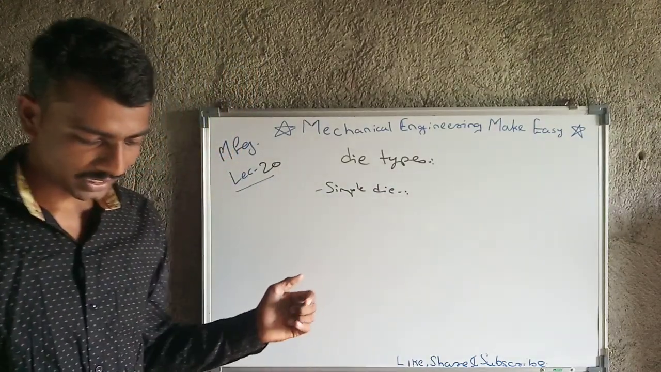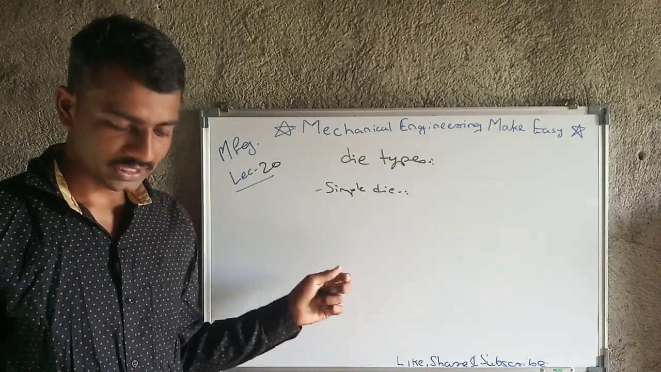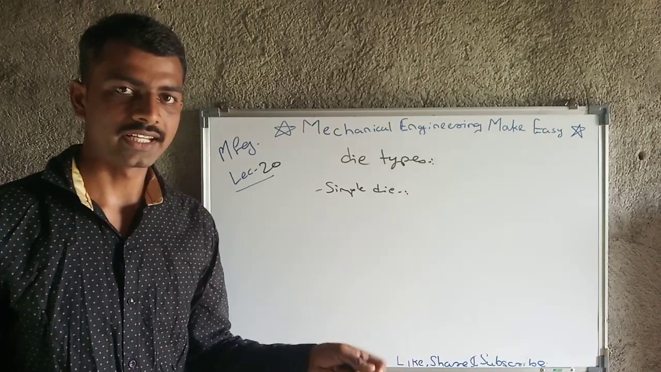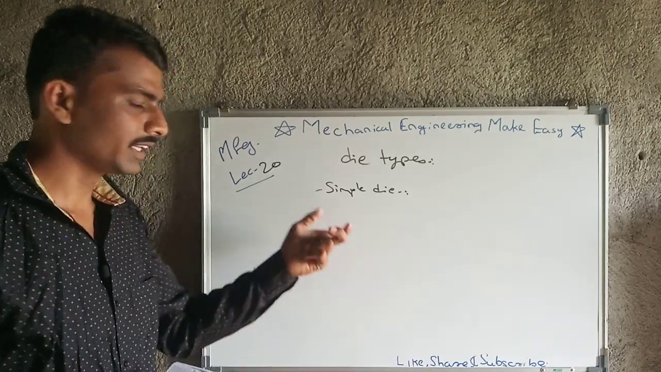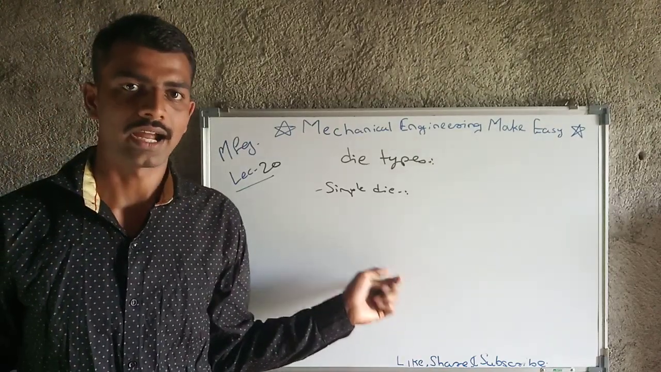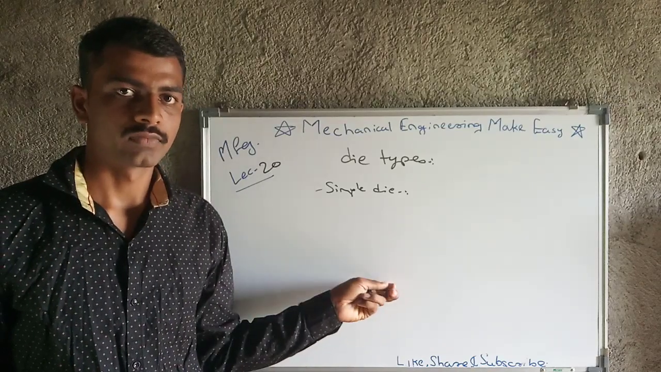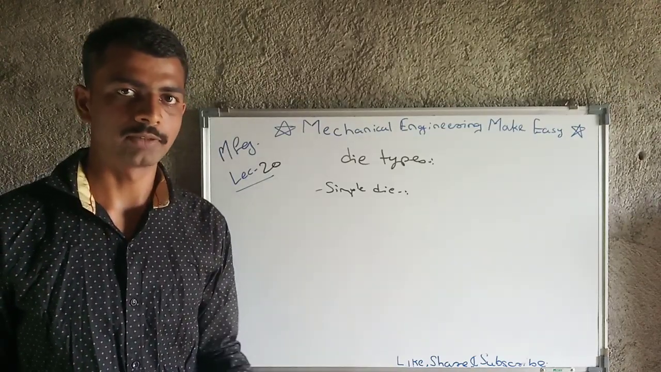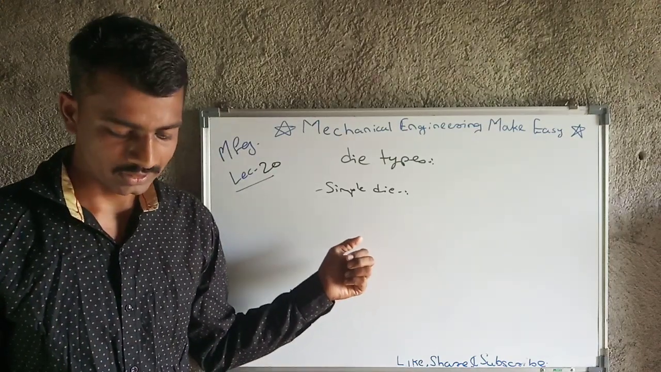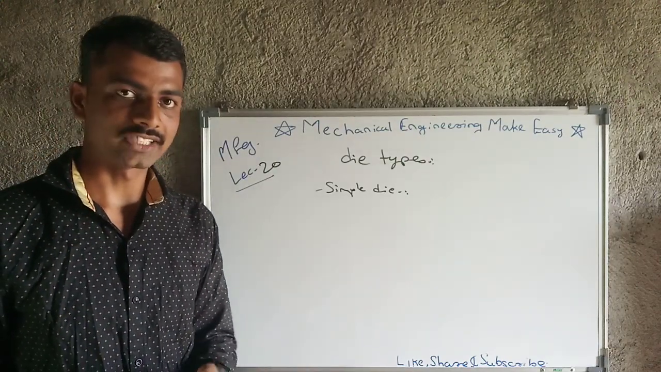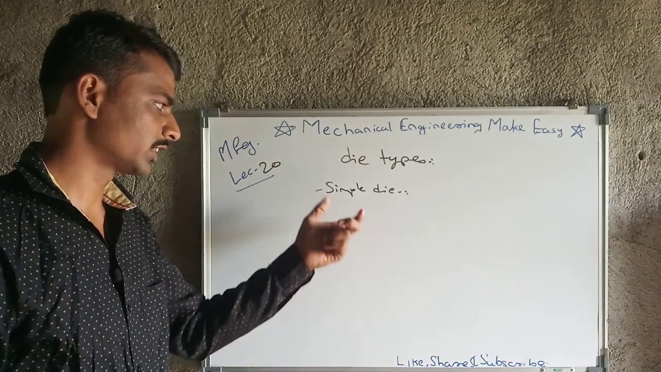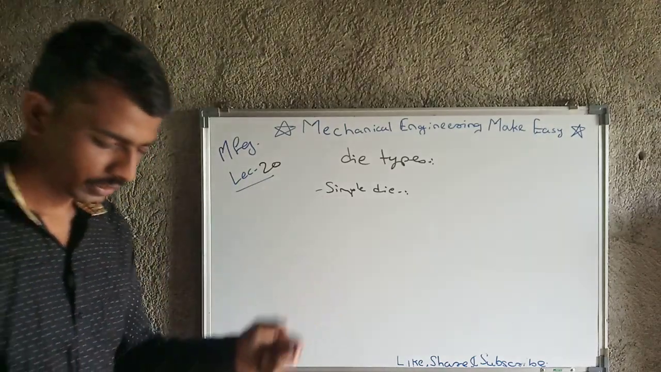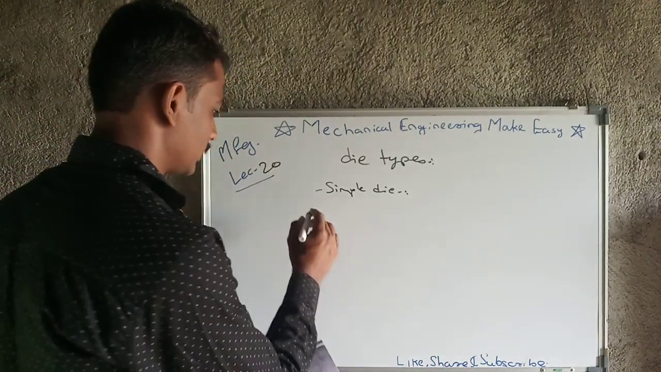What is the simple die? A simple die performs a single operation at each stroke. It means there is one die design with a very simple shape, and at any instant of time only one operation can be performed. The die we use in cutting and forming operations is the simple die. Then we will look at another type, the compound die.